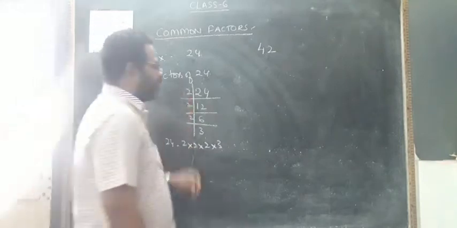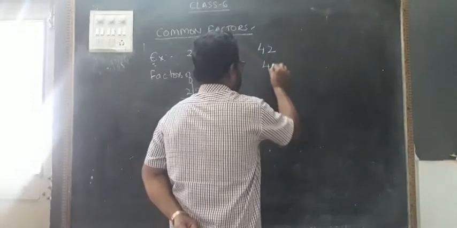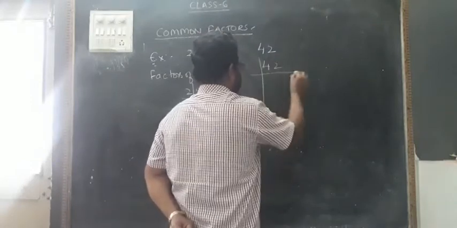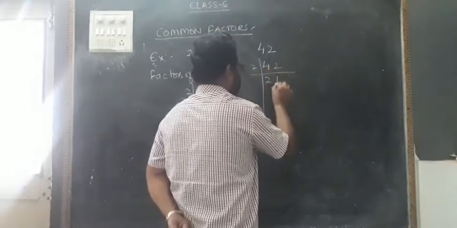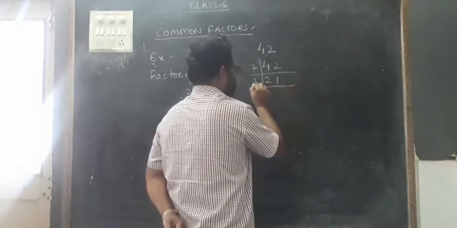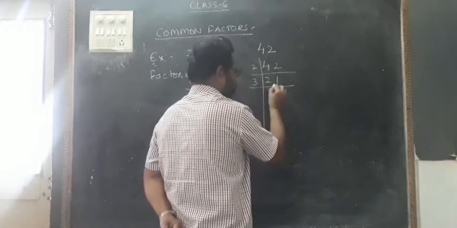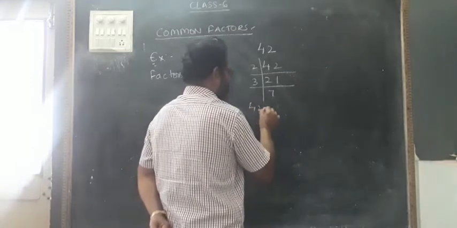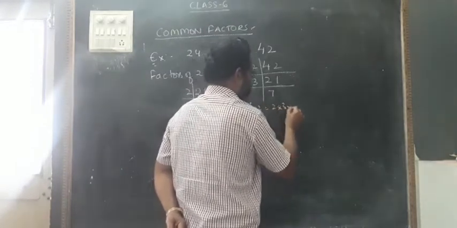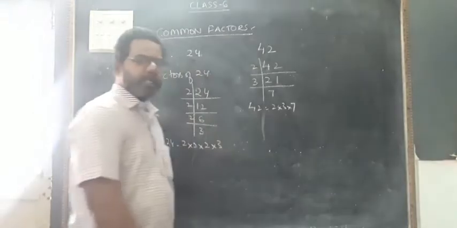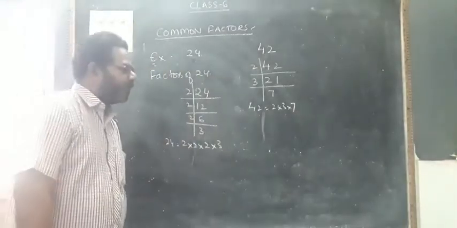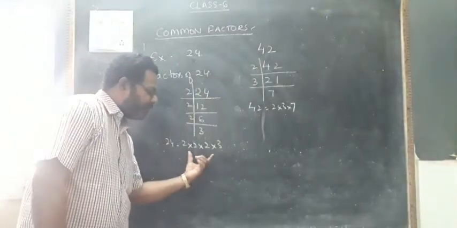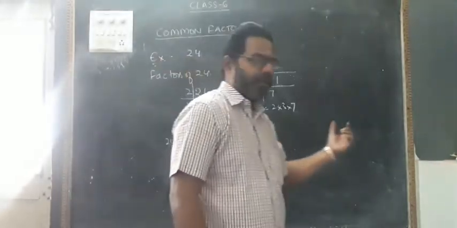Understand? Next, coming to this one, 42. For 42 also, in 2 table, 2 21s are 42. 21 is not divisible by 2, so we can go for 3. 3 7s are 21. That means 42 is equal to 2 into 3 into 7. Understand? So 2 into 3 into 7. These are the prime factors of 24 and 42.